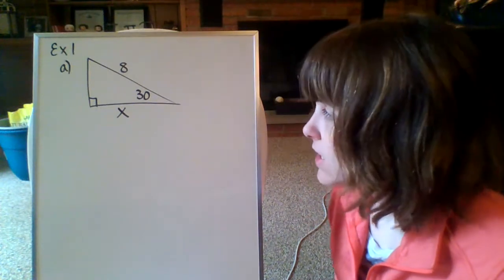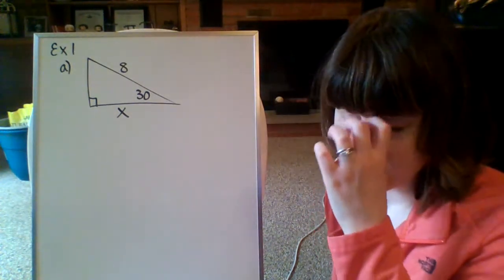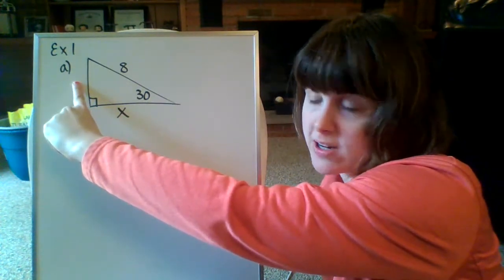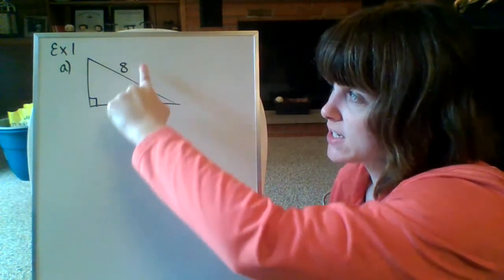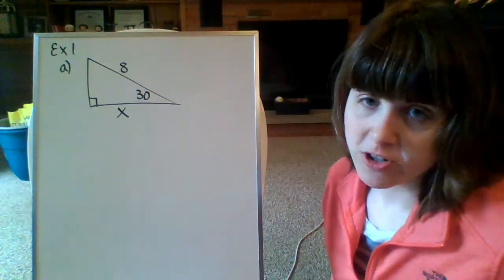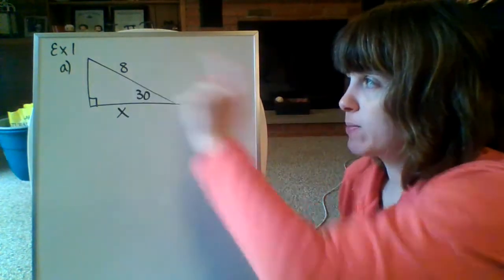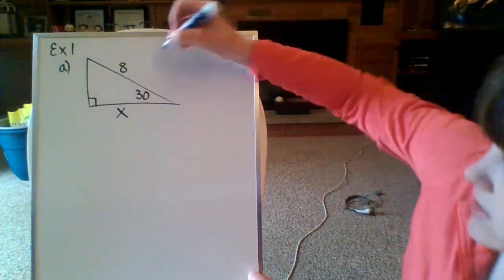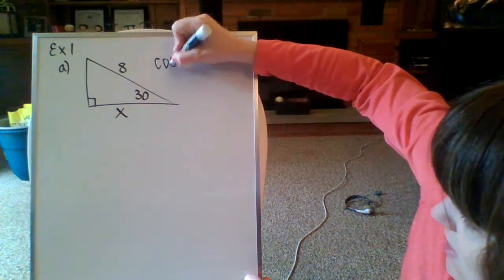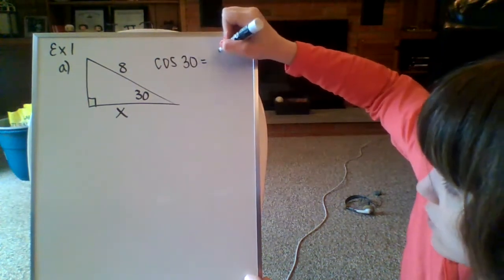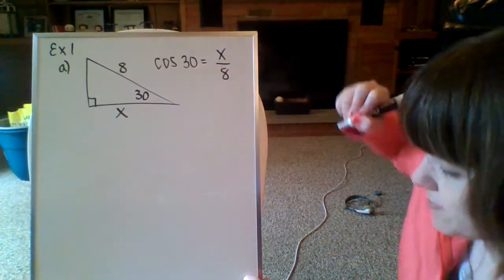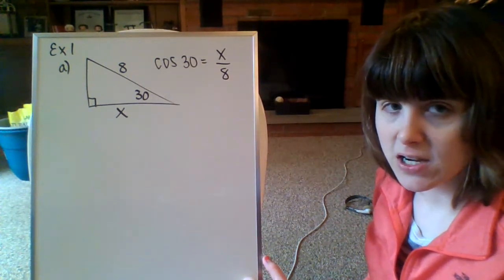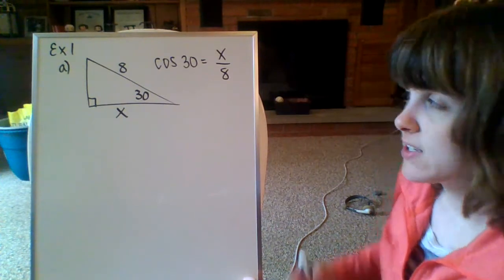Okay, so we have angle 30 in this bottom corner. And if you notice, this would be the opposite side, and there's not a number here. So we have adjacent and hypotenuse. So which trig function goes with adjacent and hypotenuse? Hopefully you're thinking cosine. So we're going to have cosine 30 equals x over 8. And so to solve this, we're going to do 8 times cosine 30 to get x by itself.